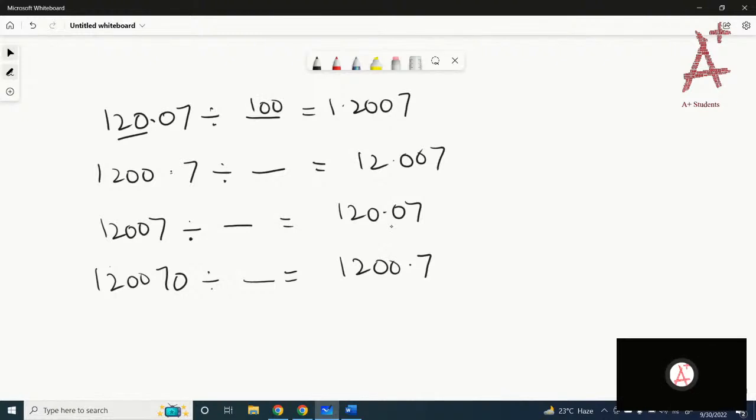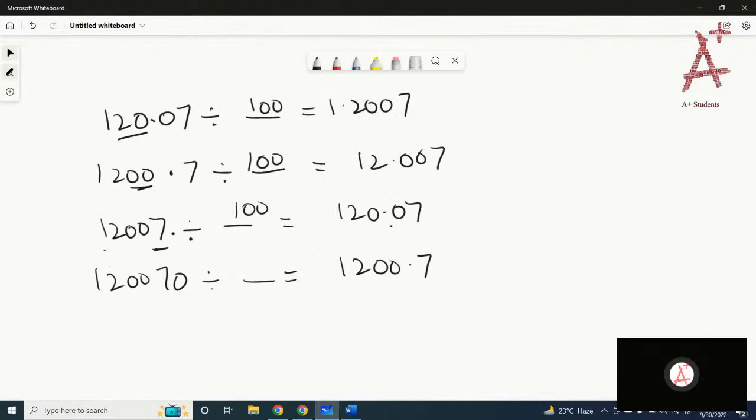Okay, just look at here. The decimal point moved from here to here. That means again the decimal point moved two decimal places. That means it would be divided by 100. Got it? Okay, so here the decimal point moved from here to here. Just look at this number and this number. So the decimal point moved two places. That means again it would be divided by 100. Got it?